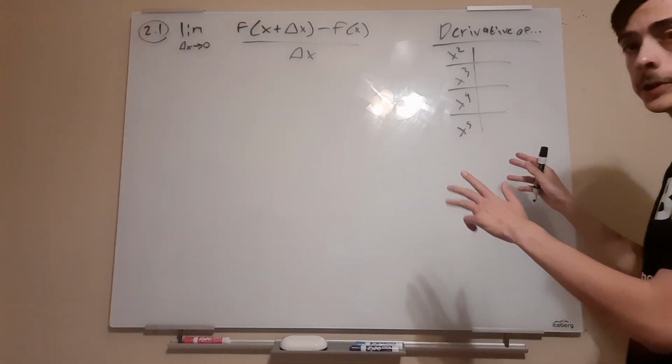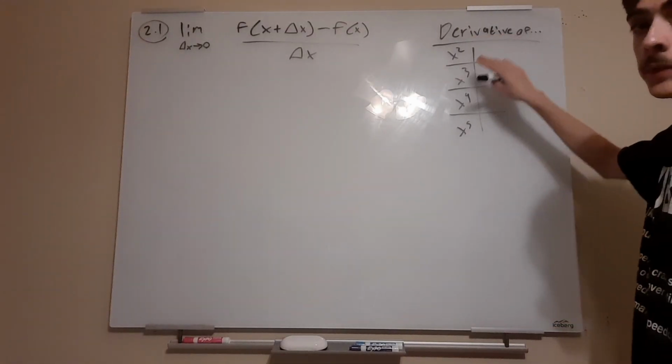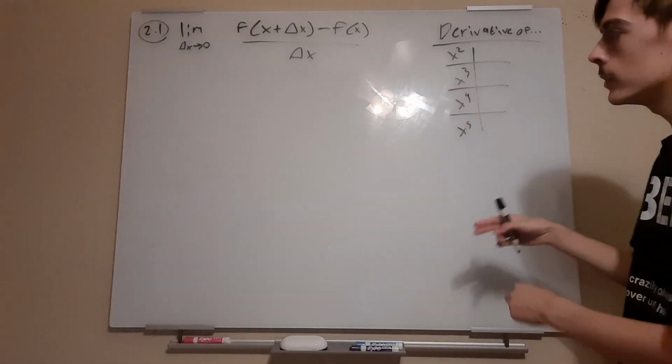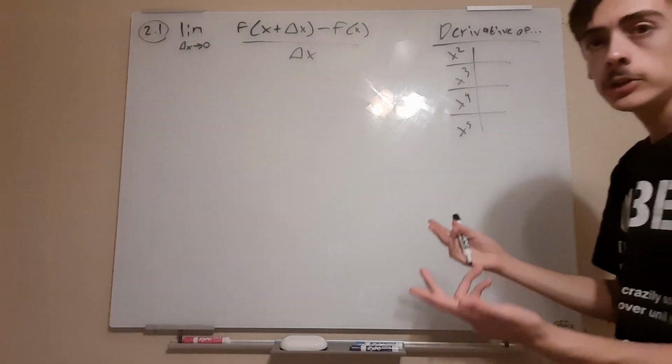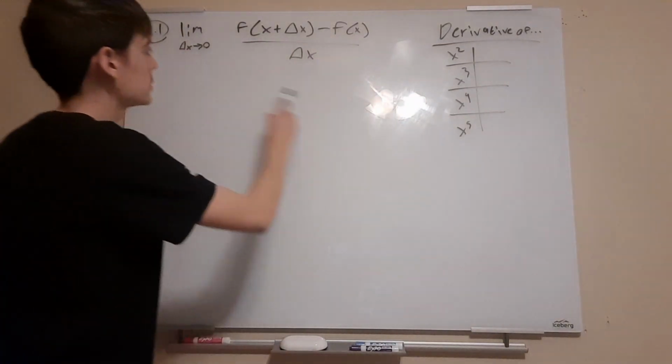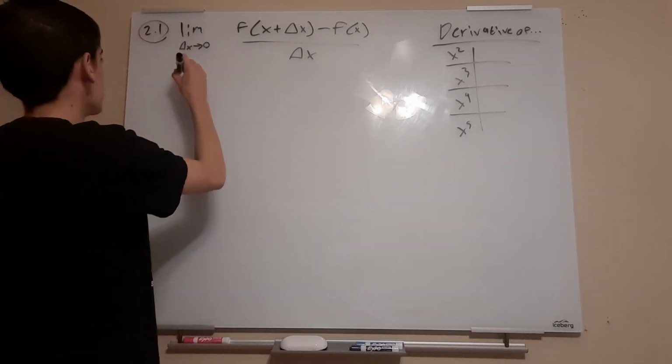Okay, so I have a table over here now of things we want to find the derivative of, and then we're going to see if finding the derivative using this limit will show us a bit of a pattern that we can use to make a formula out of. So the first thing we're going to do is just find the derivative of x squared using this limit. So we're just going to plug in x squared.